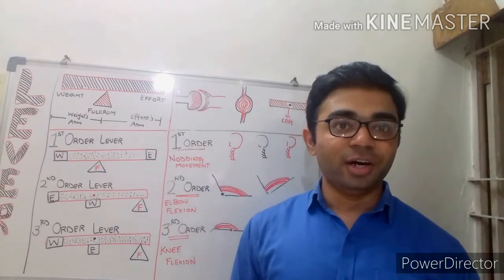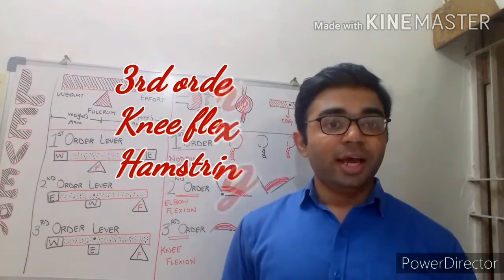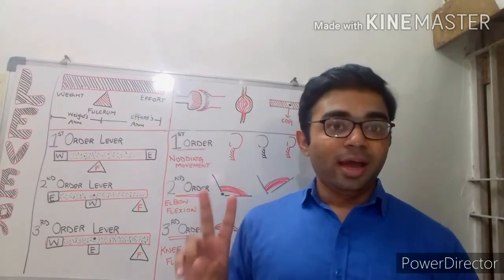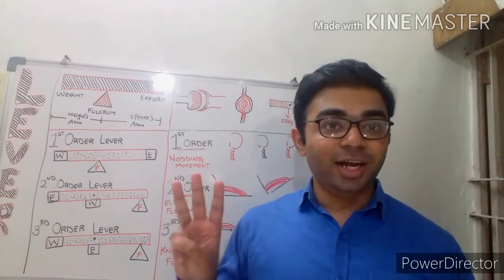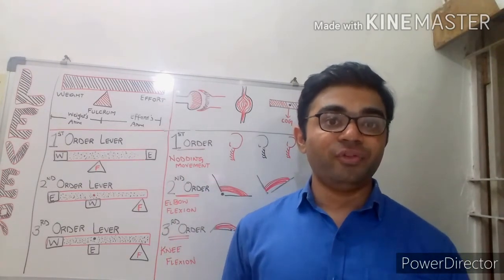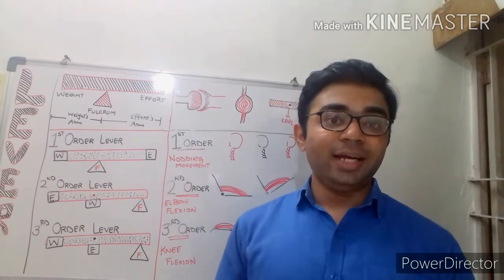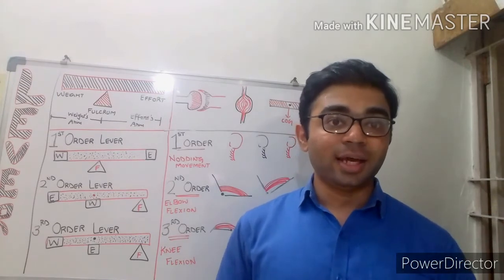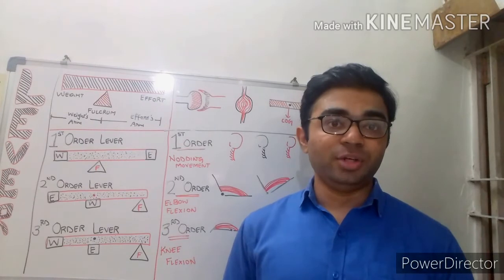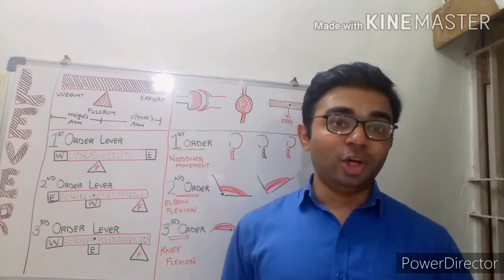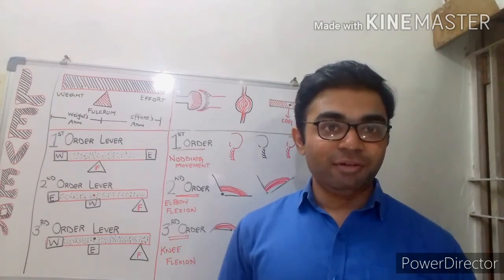For the third order lever, knee flexion is the best example. Knee flexion: the fulcrum is in the knee joint, the effort is by the muscular contraction of the hamstring group of muscles, and the weight is the center of gravity of the leg and foot segment. For the second and third order lever, to understand the weight or the resistance, we can add a dumbbell or a sandbag. For the upper limb, we usually prefer a dumbbell, and for the lower limb, the sandbag will be the ideal one to understand the weight in the lever systems.